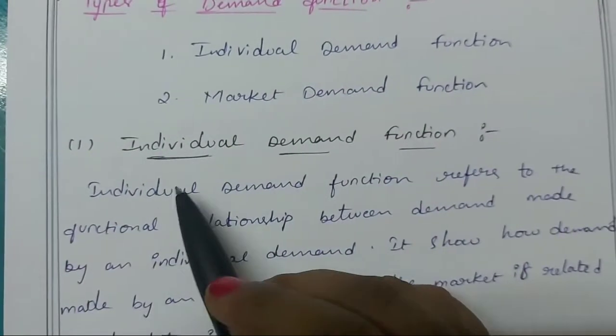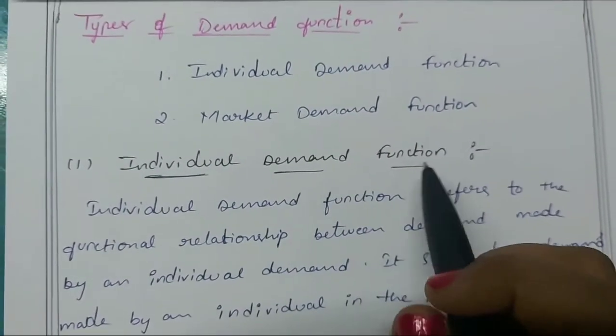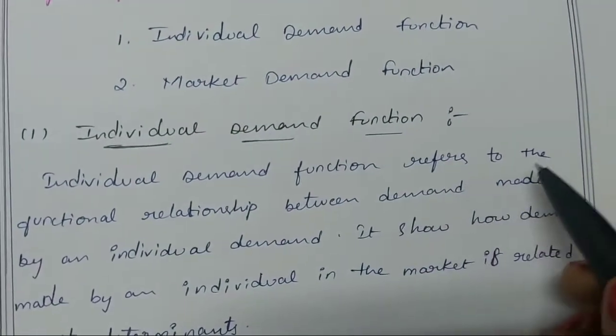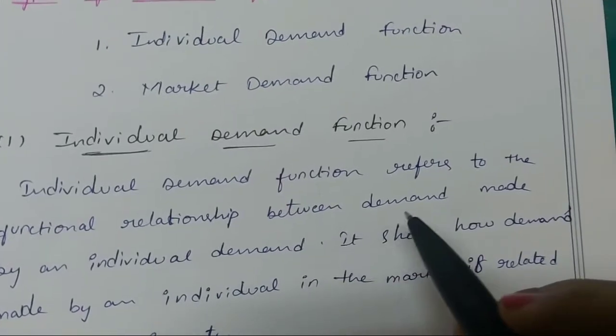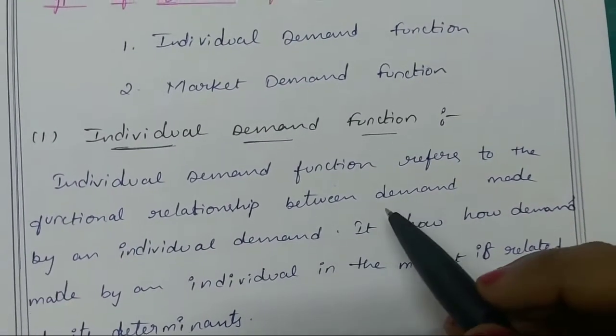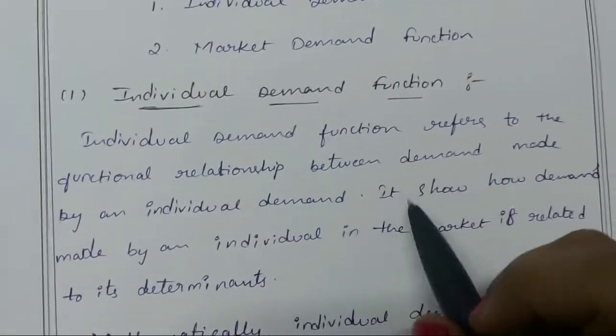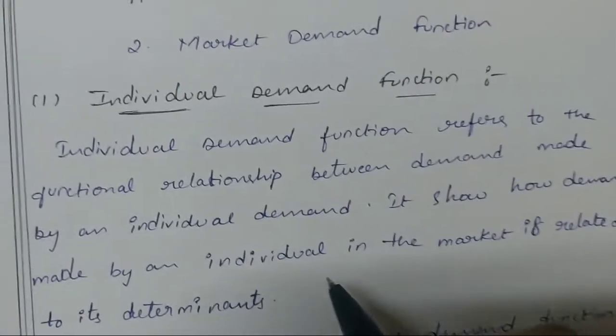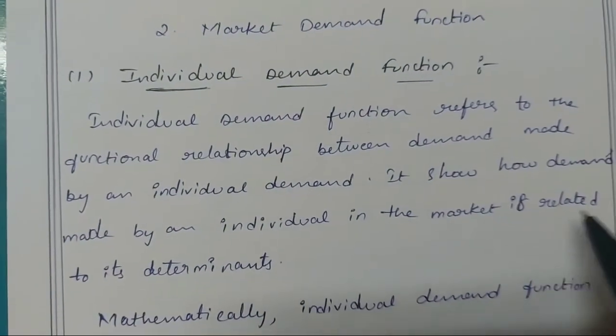Let's know the mechanism of individual demand function. Individual demand function refers to the functional relationship between demand made by an individual and the factors affecting the individual demand. It shows how demand made by an individual in the market is related to its determinants.